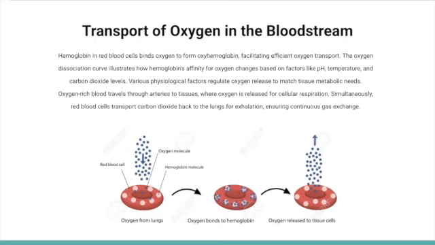Oxygen-rich blood travels through arteries to tissues where oxygen is released for cellular respiration. Simultaneously, red blood cells transport carbon dioxide back to the lungs for exhalation, ensuring continuous gas exchange. And as you can see in the diagram below, the oxygen from the lungs then bonds to hemoglobin and then is released to the tissue cells.